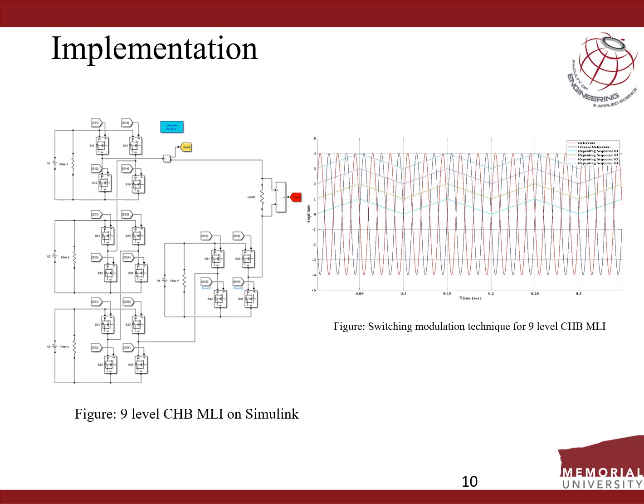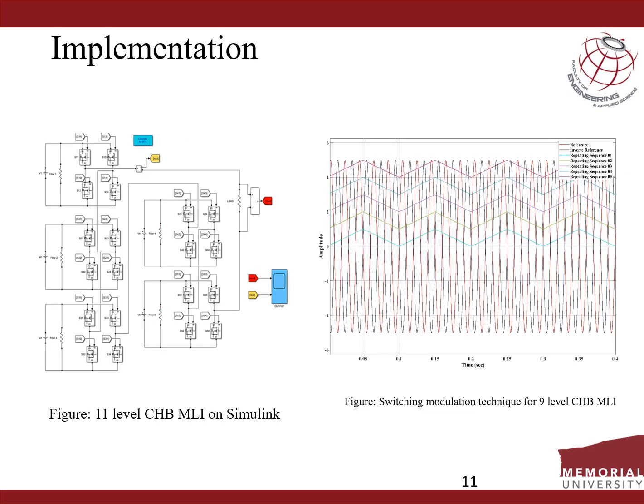And here is the implementation for the 9-level cascaded H-bridge multilevel inverter on the Simulink. It is also the same as the previous one. As we have mentioned that it is a 9-level inverter, it will have 4 H-bridge cells, and for that we will have 6 reference signals for the switching.